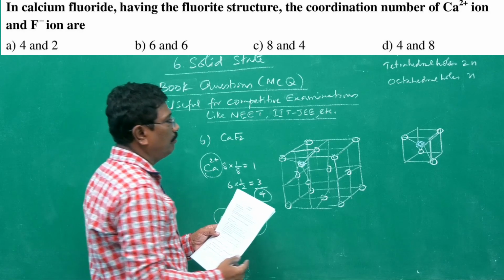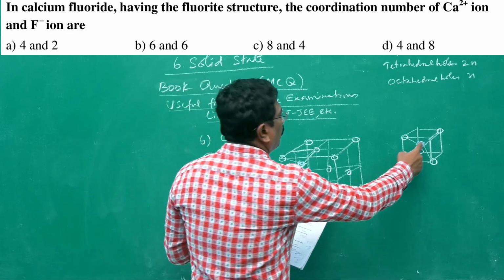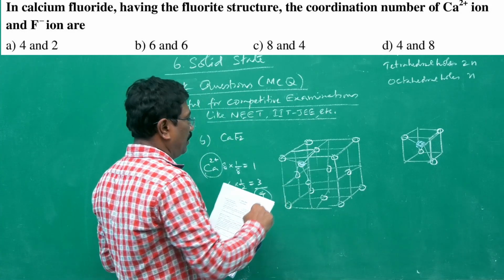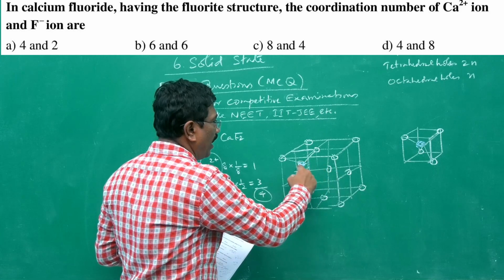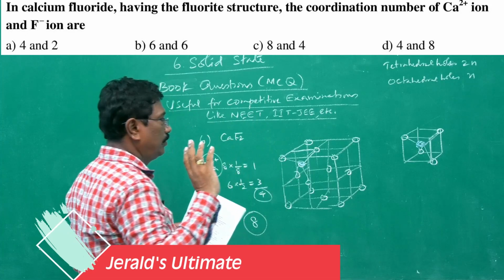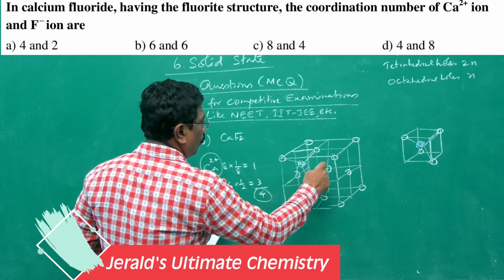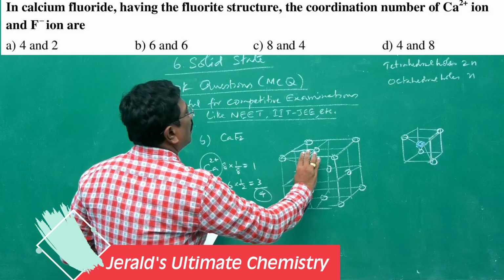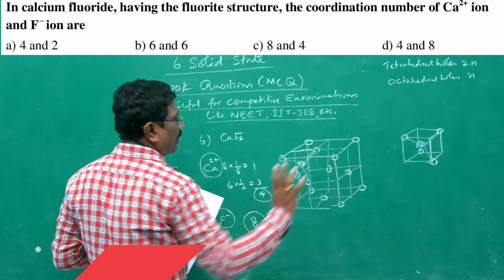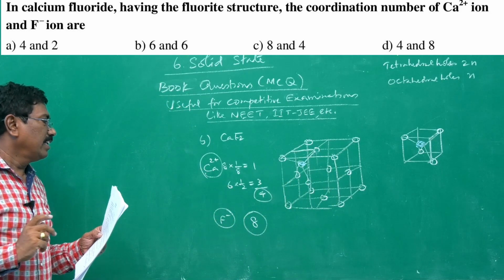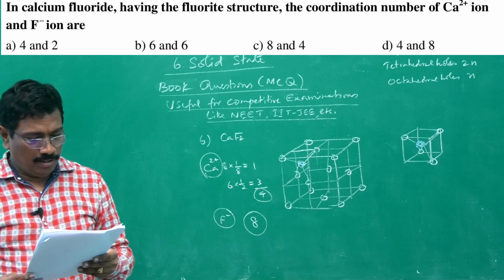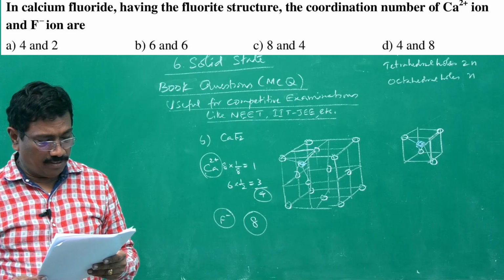How does the coordination number become 4 for the fluoride ion? 1, 2, 3, 4 only. For the calcium ion, it is all the 4 fluoride ions here and all the 4 fluoride ions above. So 1, 2, 3, 4 in the 4 cubic segments and the 4 above for this particular calcium ion. Likewise for everything. So it will have 8 neighbors for the calcium ion and 4 neighbors for the fluoride ion. So the coordination number for Ca2+ is 8 and for F- is 4.